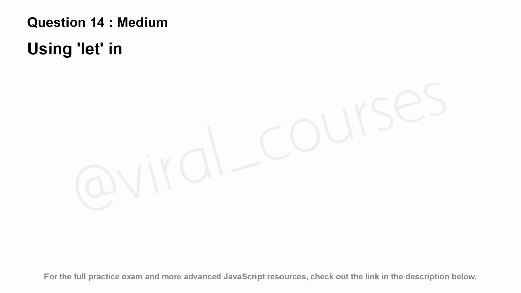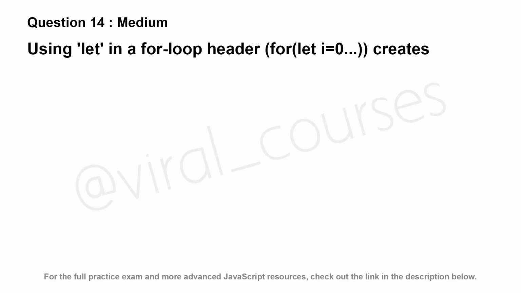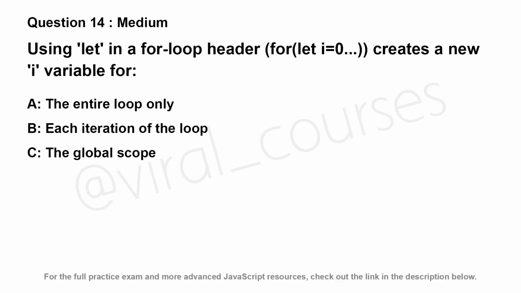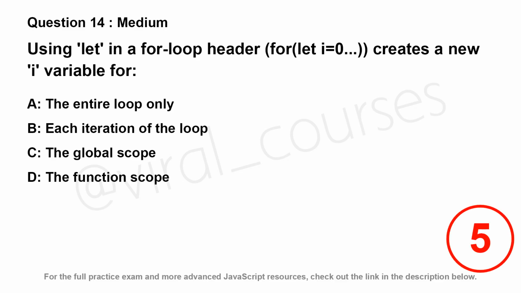Using let in a for loop header, for (let i = 0...), creates a new i variable for: Option A, the entire loop only. Option B, each iteration of the loop. Option C, the global scope. Option D, the function scope.